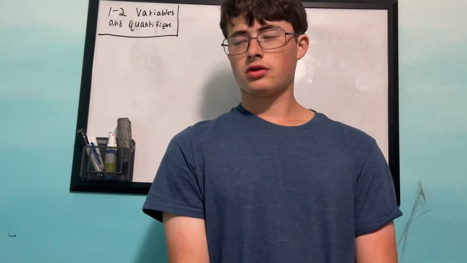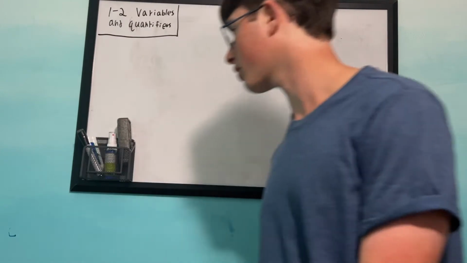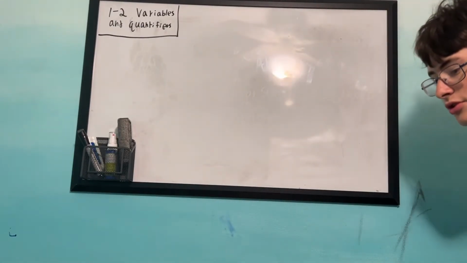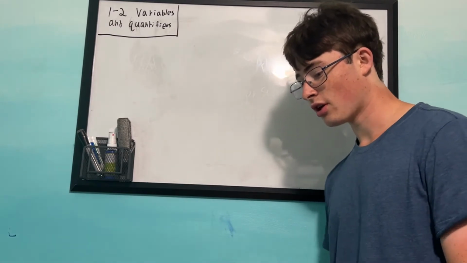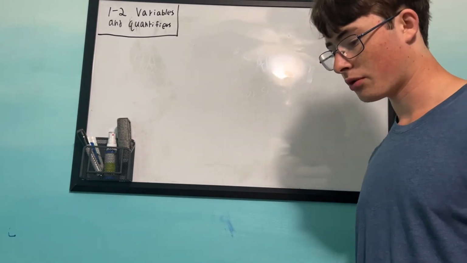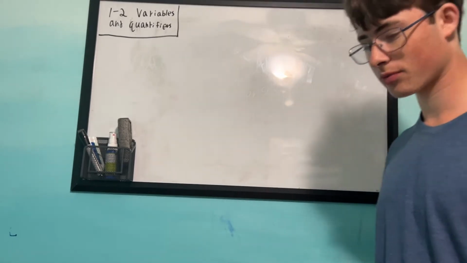Alright, these are the notes for section 2 of chapter 1, variables and quantifiers. The main idea of this section is basically what a statement is and how you can quantify it to make it either true or false.